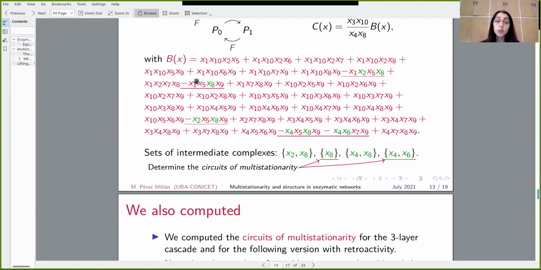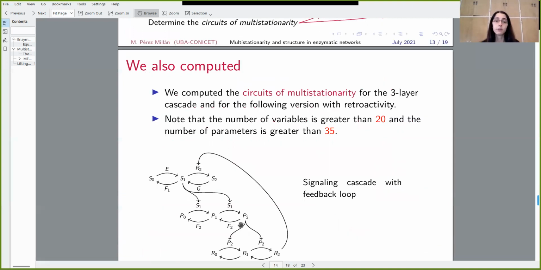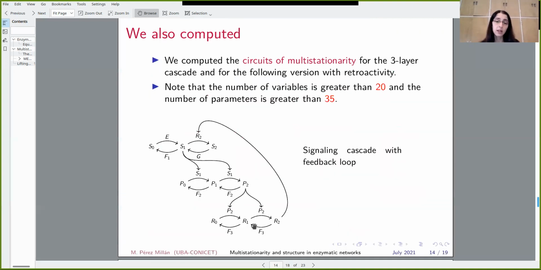And we also computed the circuits of multistationarity for the 3-layer cascade and for the following version of the 3-layer cascade with the retroactivity where R2 comes back and somehow inactivates S1. And note that the number of variables is greater than 20 and the number of parameters is greater than 35. So we deal with many numbers, but Maple is very good for this.